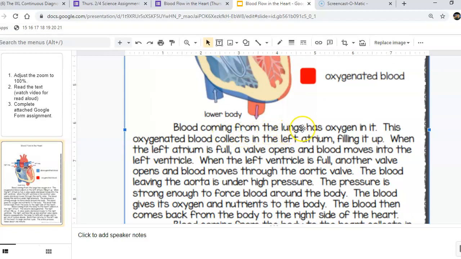Blood coming from the lungs has oxygen in it. We just talked about it. This oxygenated blood collects in the left atrium, filling it up. When the left atrium is full, a valve opens and blood moves into the left ventricle. When the left ventricle is full, another valve opens and blood moves through the aortic valve. The blood leaving the aorta is under high pressure. The pressure is strong enough to force blood around the body. The blood gives its oxygen and nutrients to the body. The blood then comes back from the body to the right side of the heart.